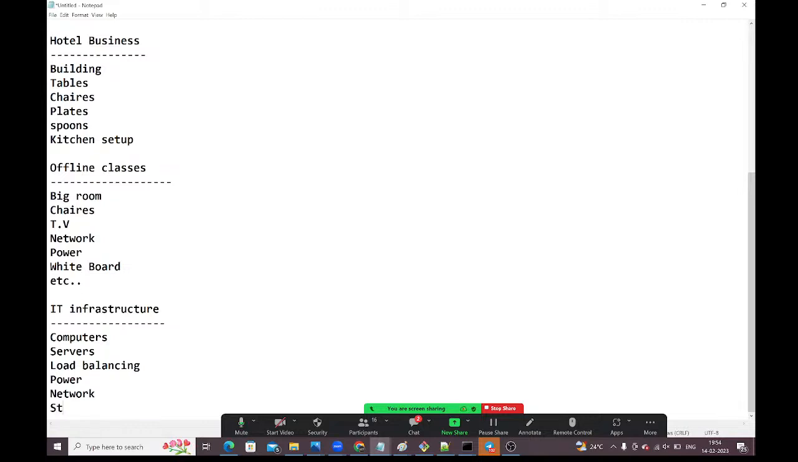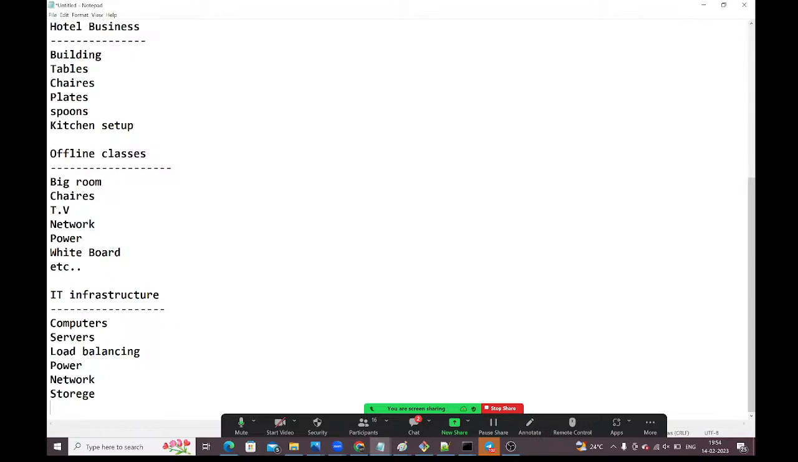Next, storage, guys. We need to store the data. Whenever we are executing the application, internally some data will be generated. That data we need to store. So storage also must be required. Next, guys, security must be required for our application.